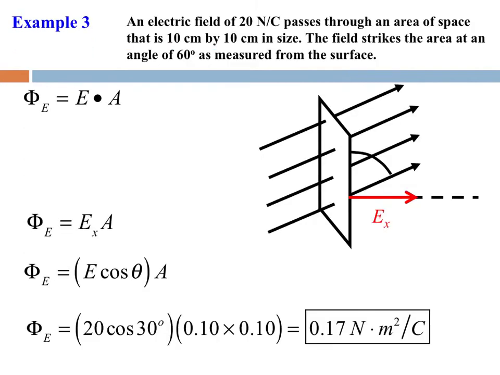In this example, we have the same electric field going through the same surface, but now the field strikes the area at an angle of 60 degrees as measured from the surface. So this angle that we're being given is 60 degrees from the surface, which is this theta right here. But remember that the angle between the electric field, which is here, and my normal vector, which is here, gives us an angle of 30 degrees.